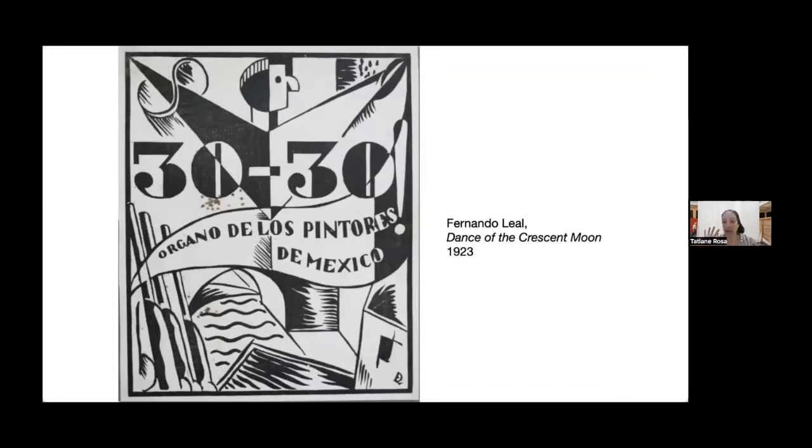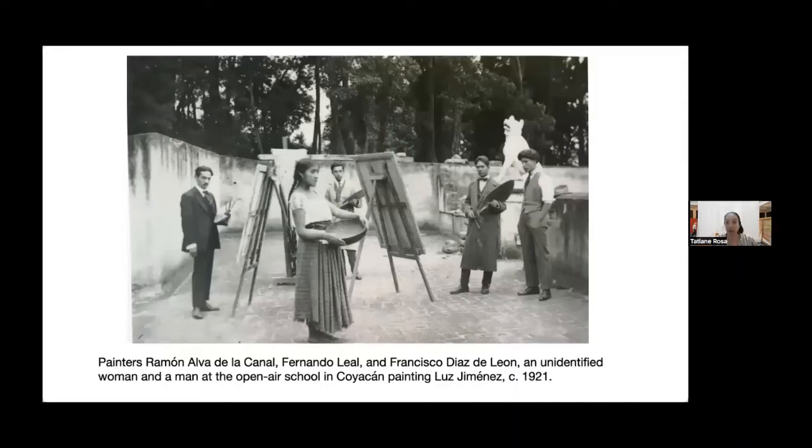And another important accomplishment of Maple Arce and other young artists at this moment was to create schools to educate other and young painters. This is a school started by Fernando Leal, and you can see that they were using this indigenous woman as a model for their paintings. And this is really the start of Mexican muralism. These schools and this specialized training in the 20s are really how Mexican muralism becomes so successful after that.